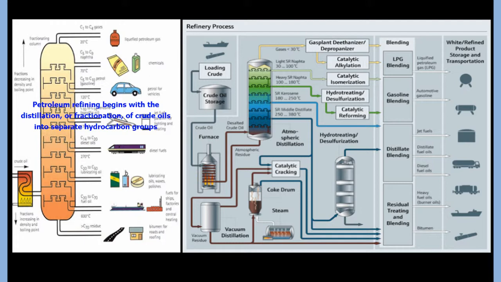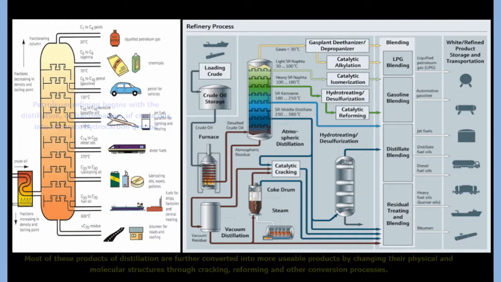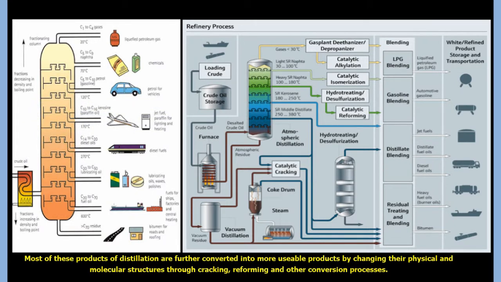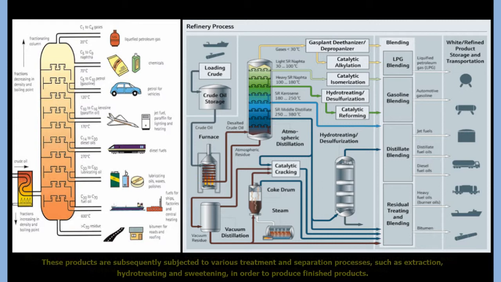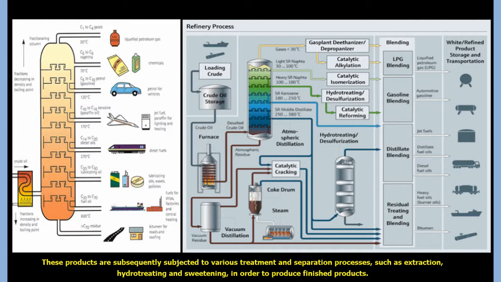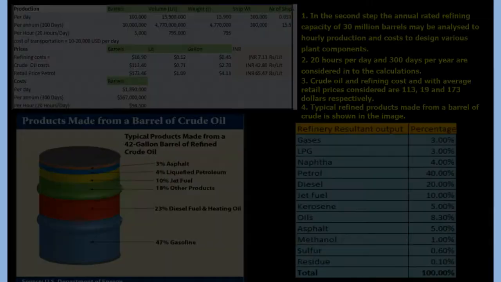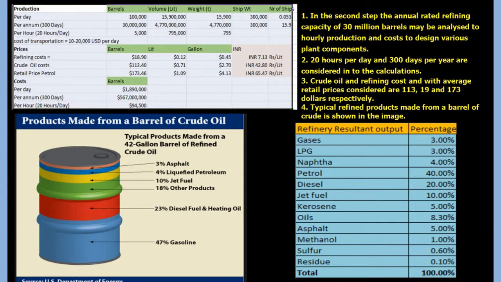Petroleum refining begins with the distillation or fractionation of crude oils into separate hydrocarbon groups. Most of these products of distillation are further converted into more usable products by changing their physical and molecular structures through cracking, reforming and other conversion processes. These products are subsequently subjected to various treatment and separation processes such as extraction, hydrotreating and sweetening in order to produce finished products.